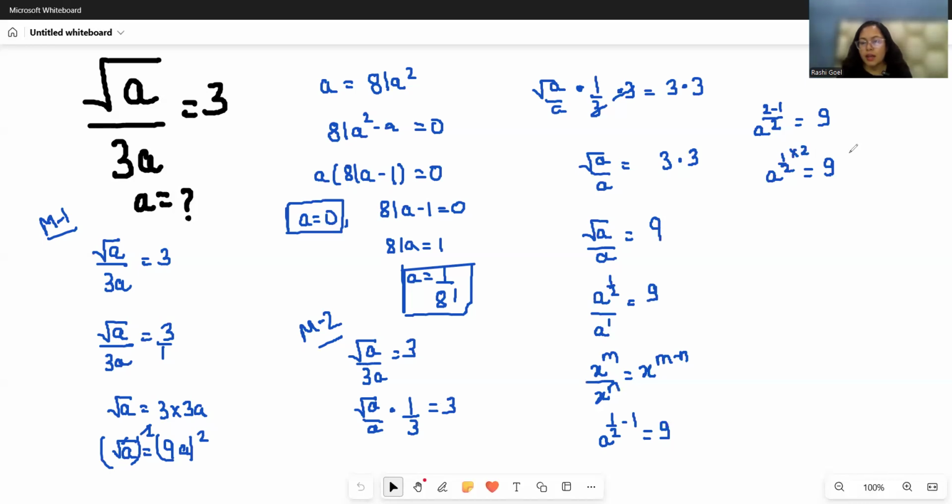Now if I raise to the power 2 on both sides, this will cancel out. So a^(−1) = 81. So we can write 1/a = 81. So a = 1/81.